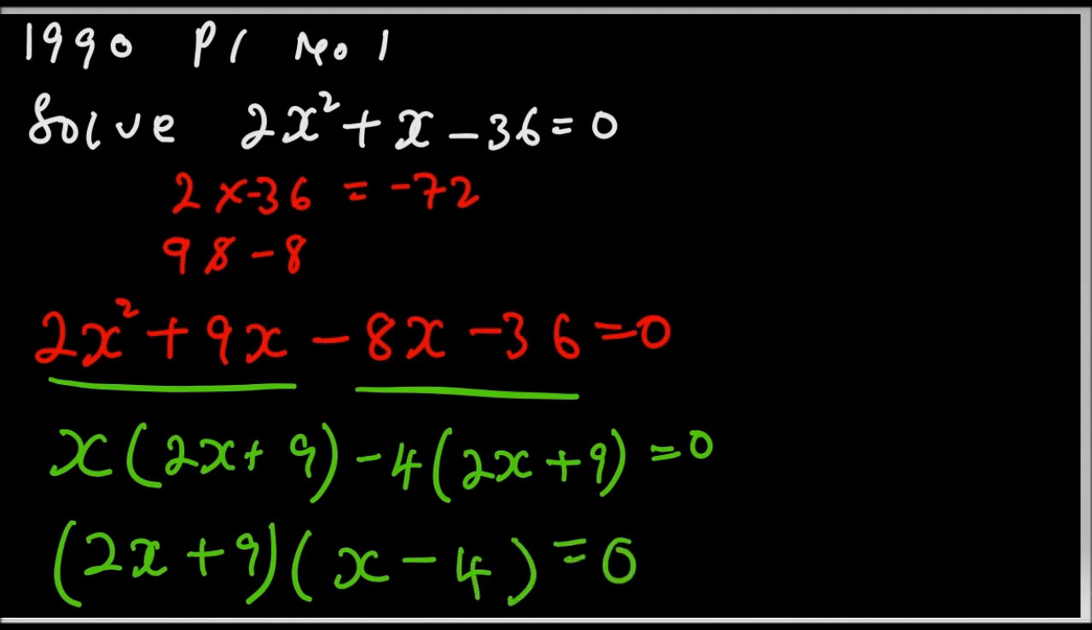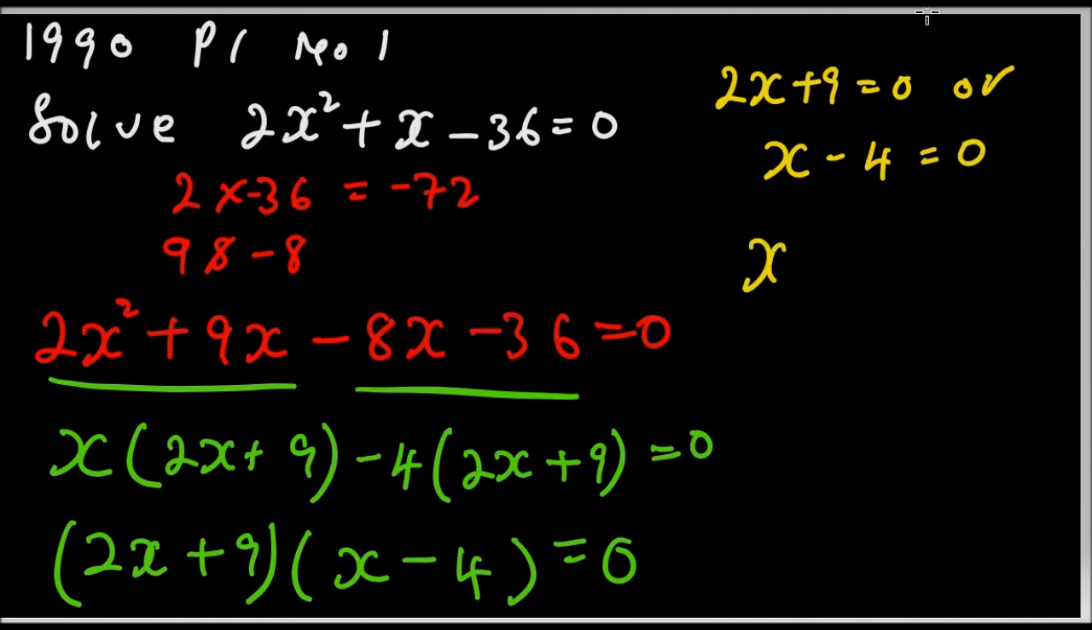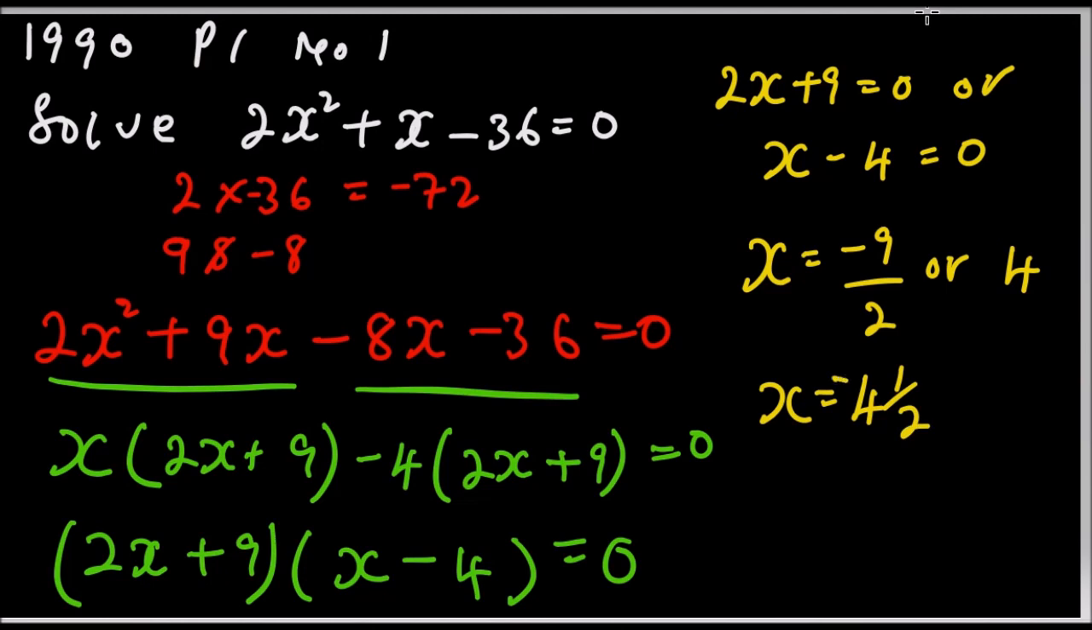Once you do that, you should be able to get 2x plus 9 is equal to 0, or x minus 4 is equal to 0. For the first one, you take 9 to the other side, so x is equal to minus 9 divided by 2, that is minus 4.5, or we take minus 4 to the other side and get x is equal to 4. So x is minus 4.5 or 4. That's how you are supposed to do it, and by doing that they were given 4 marks.